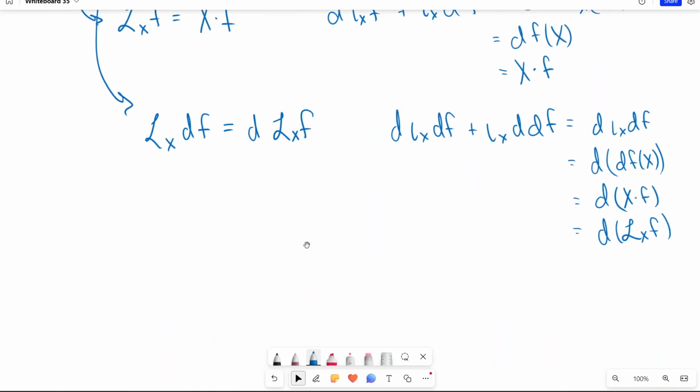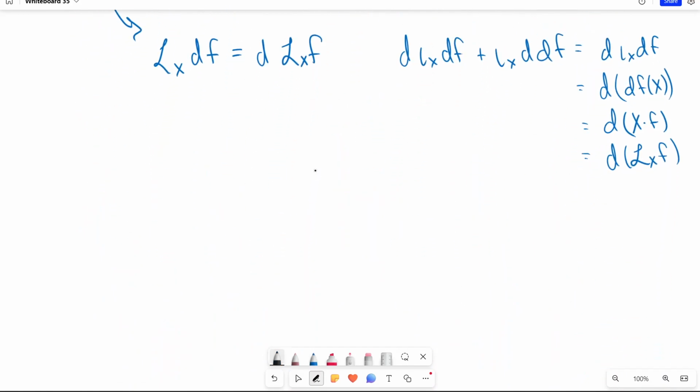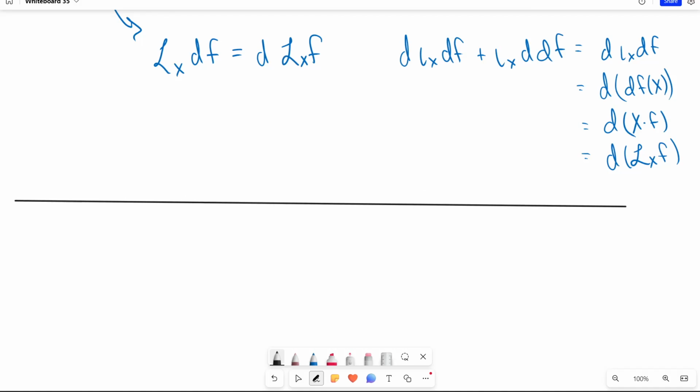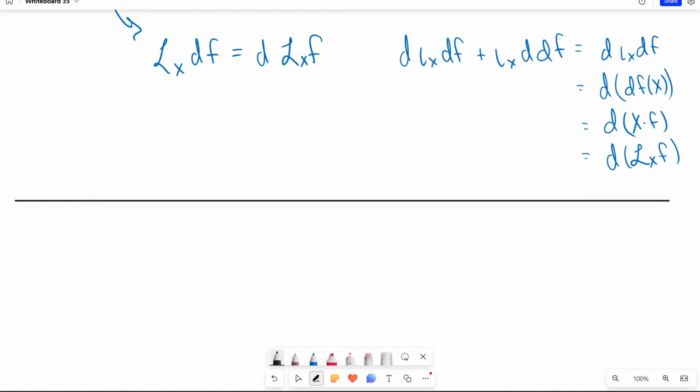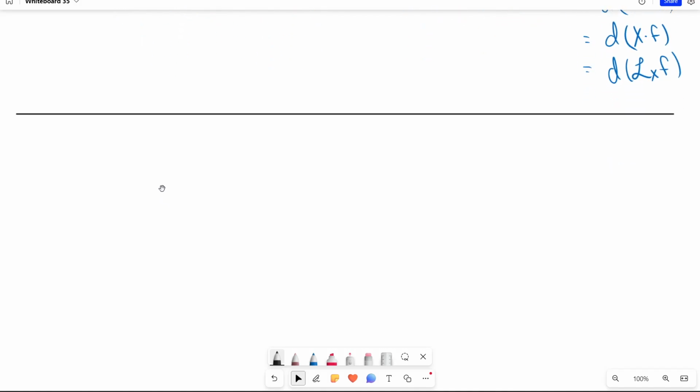And now let's use Cartan's formula, using our other interpretation, that interior multiplication is a chain homotopy of the Lie derivative, to prove homotopy invariance.